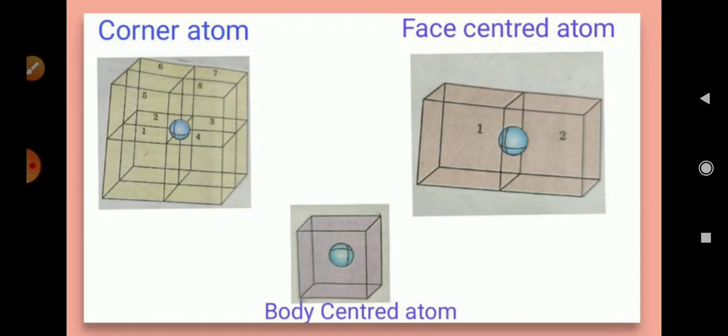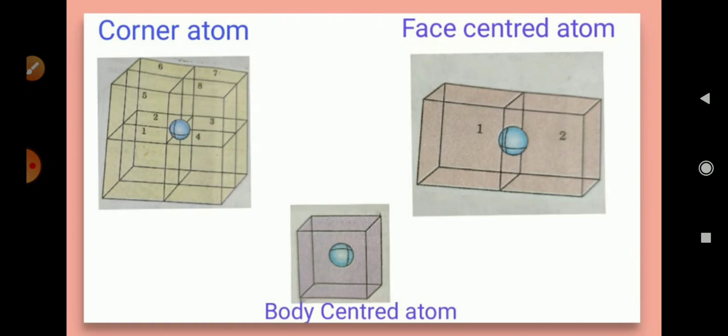Since every unit cell in a crystalline solid is adjacent to other unit cells, most of the atoms are shared by neighboring unit cells. So we can say that a portion of each atom belongs to a particular unit cell. This can be discussed with the help of an example.